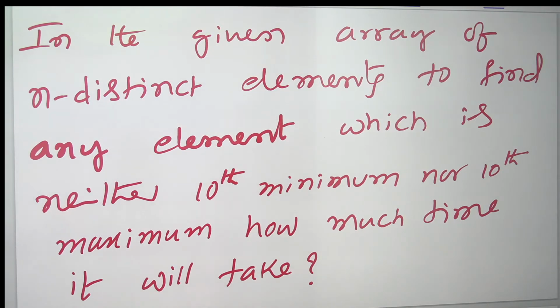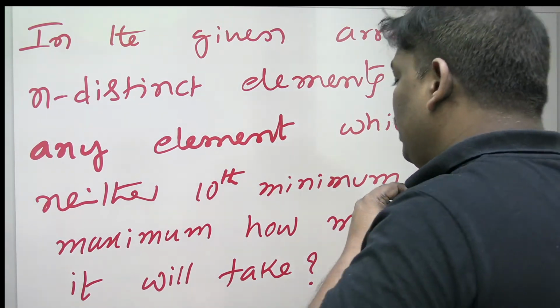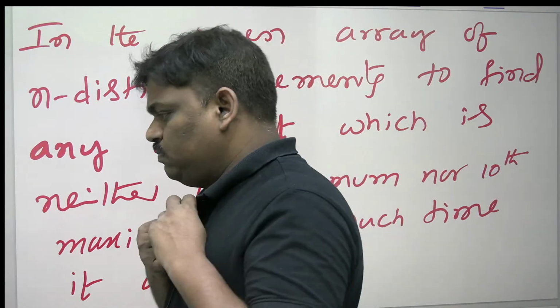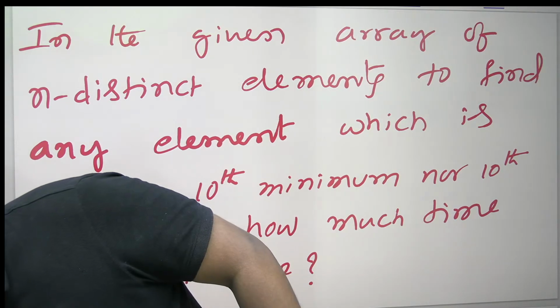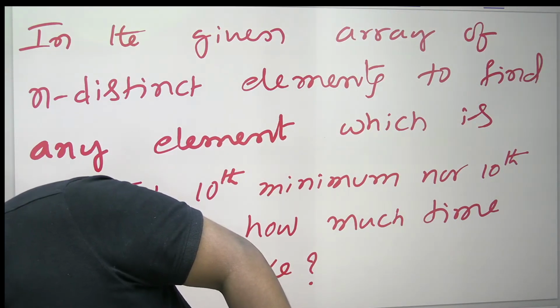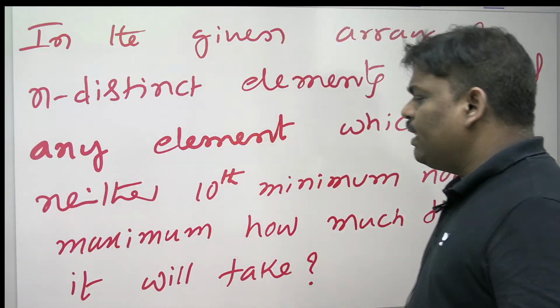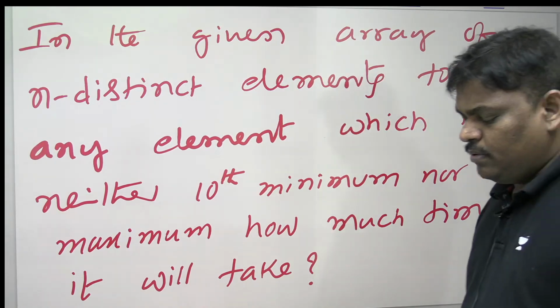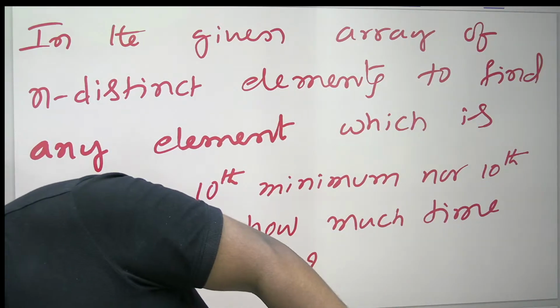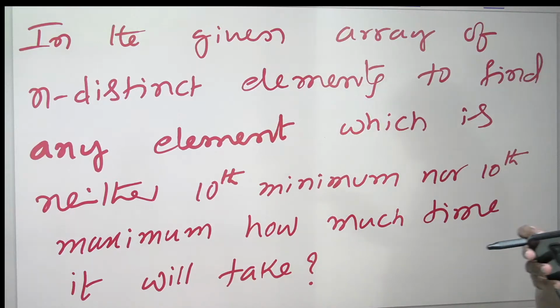Neither 10th minimum nor 10th maximum. How do you find it? We already did neither first minimum nor first maximum. But here, neither 10th minimum nor 10th maximum. How much time will it take? Can anyone guess what the answer will be?